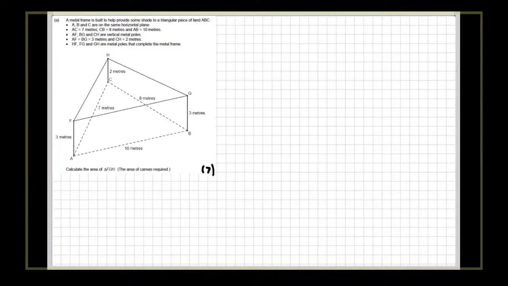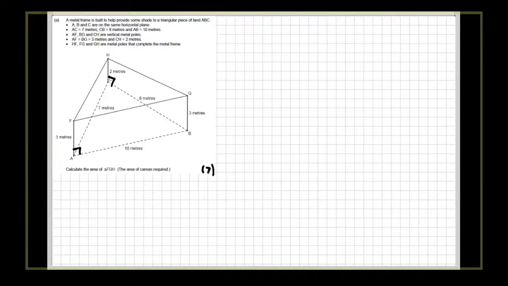AF, BG, and CH are vertical poles. Okay, that is awesome, because that tells me there are 90 degrees there. And AF is equal to BG, equal to 3 meters. CH is 2 meters. HF and FG are metal poles that complete the frame.